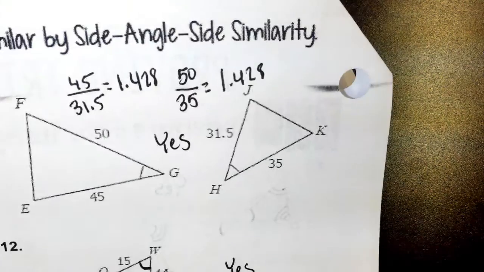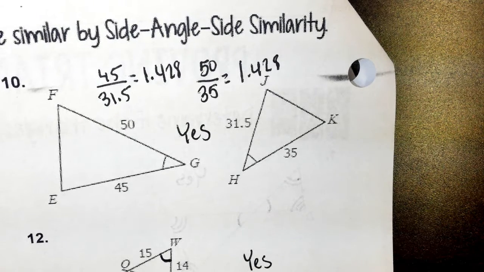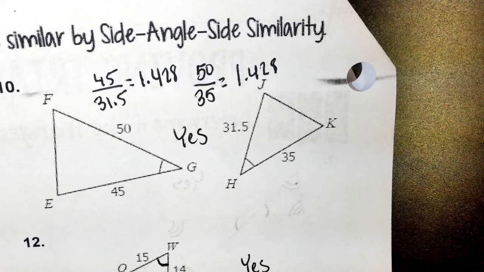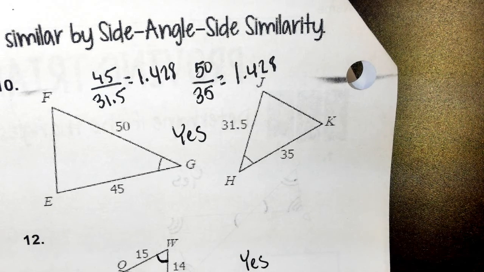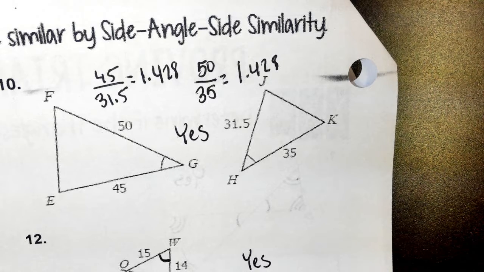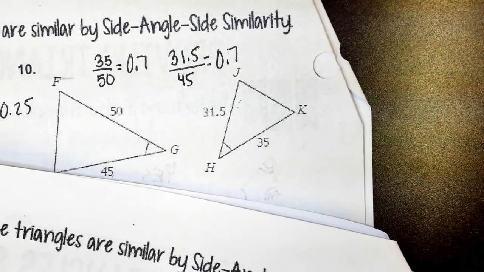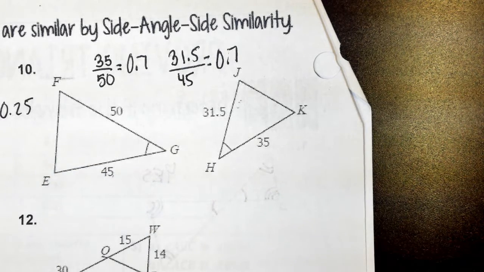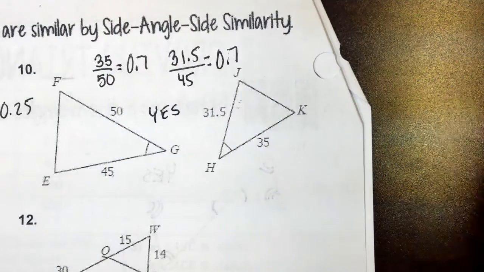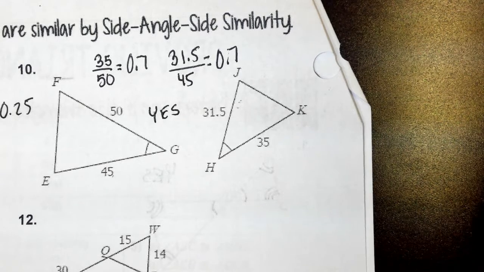Some of y'all might have did it like me. I did 45 over 31.5 and then 50 over 35. I still got the same two decimals, same two numbers. 1.428, 1.428. Still the same thing, still a yes for me. It don't matter if you put the smaller numbers on top. I mean, it don't matter which way you go. As long as you set the ratios up right, you should come out right. So this is a yes. Alright.